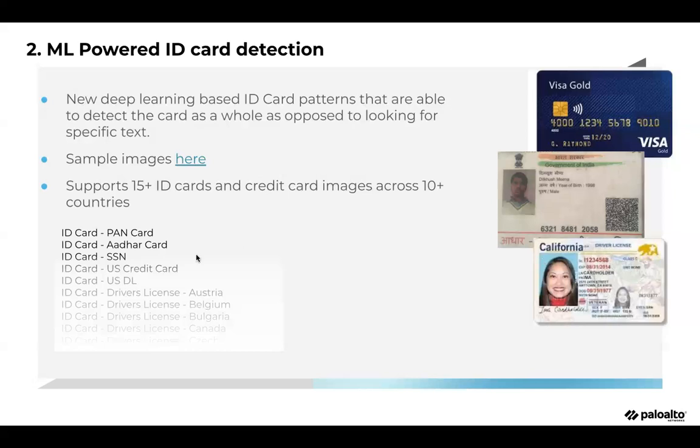So that's why we have the ID card based patterns where just looking at the image, we know this is a California driver's license or this is an Aadhaar card, and we're able to use that information to allow better detections. These are all available under the same data patterns construct as well. So it's about 15 plus ID cards that we support. We are expanding this to even more countries. So there's a roadmap to get this up to 30 plus.